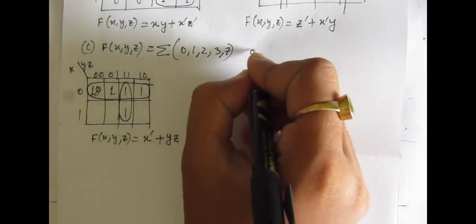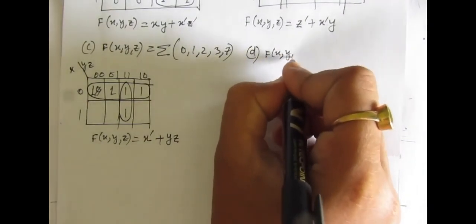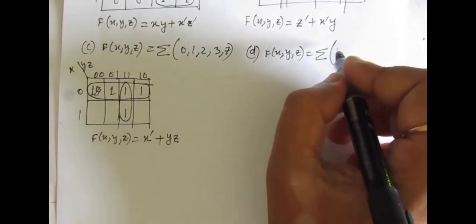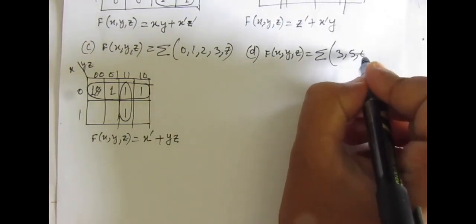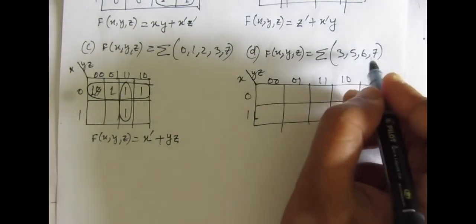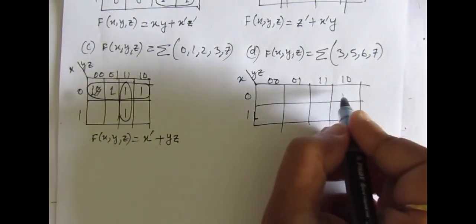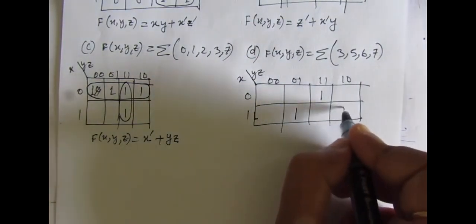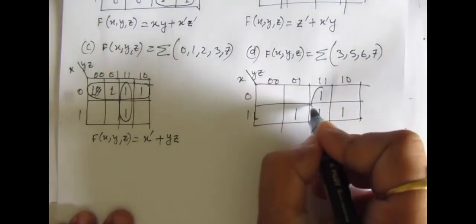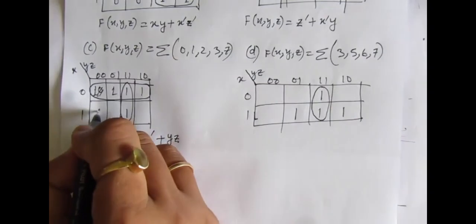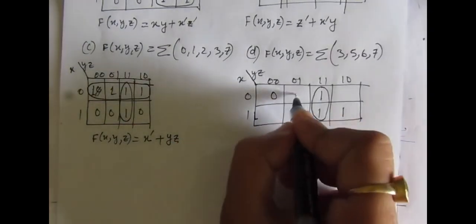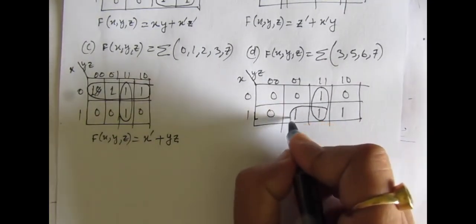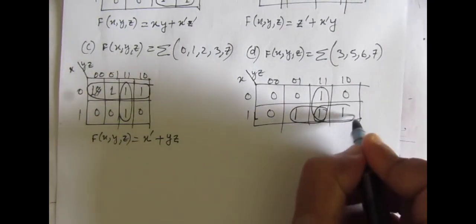Now let us solve part D. F of x, y, z equal to sum of minterms, we are given 3, 5, 6 and 7. We have 3, 5, 6, 7. 0, 1, 2, 3, 4, 5. 5 is this one. 6, 7. So here we have one combination like this. After this there is 0. For better understanding these values are 0. So again we can combine like this and combine like this.